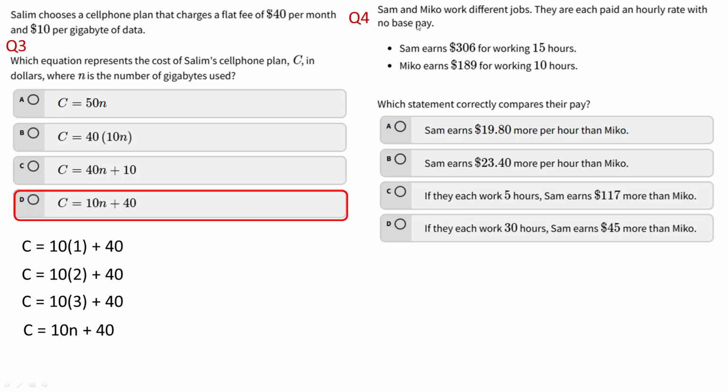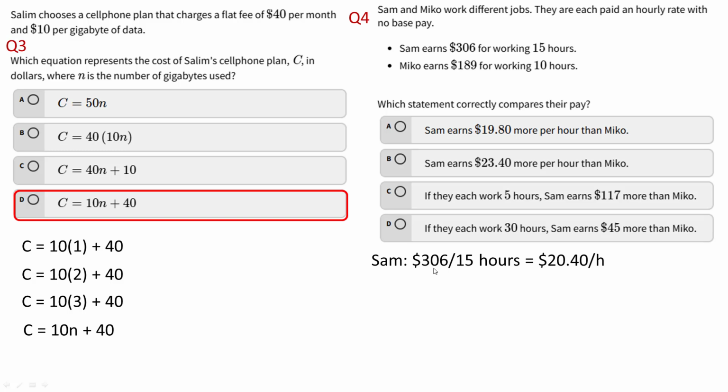So number 4, Sam and Miko work different jobs. They're each paid an hourly rate with no base pay. So there's no fixed amount like this one. See, this has a fixed amount, those don't. Most people are paid an hourly rate, not always, but a lot of the time. We're told that Sam earns $306 for working 15 hours, and Miko earns $189 for working 10 hours. In order to figure out which of these correctly compares their pay, we should find out how much each of them is making per hour.